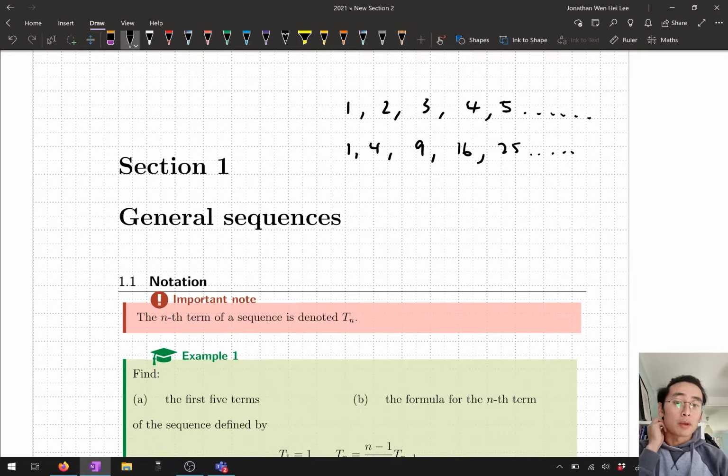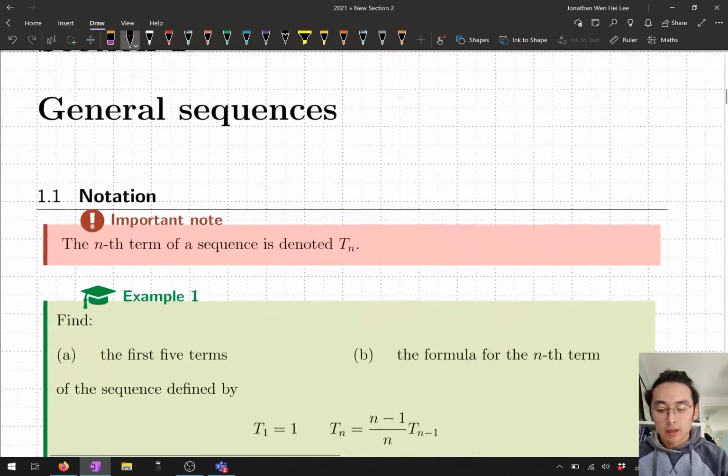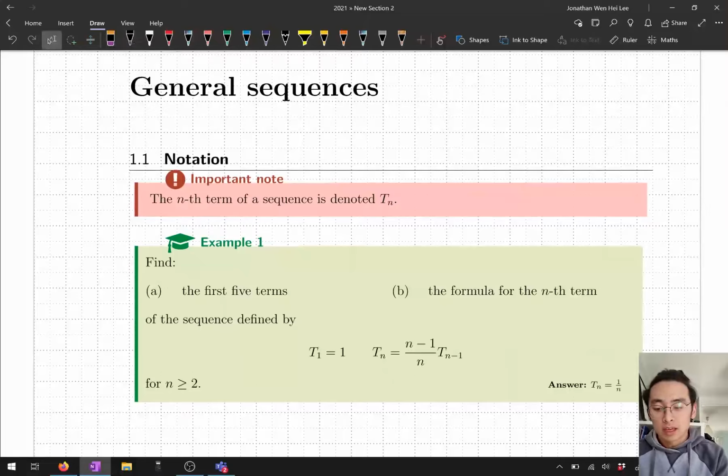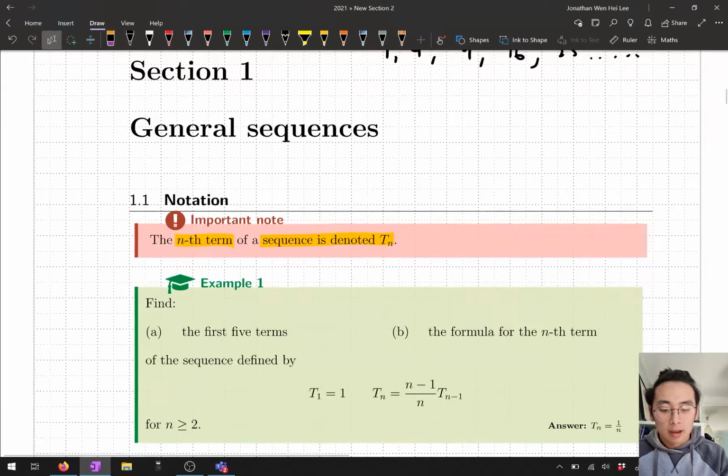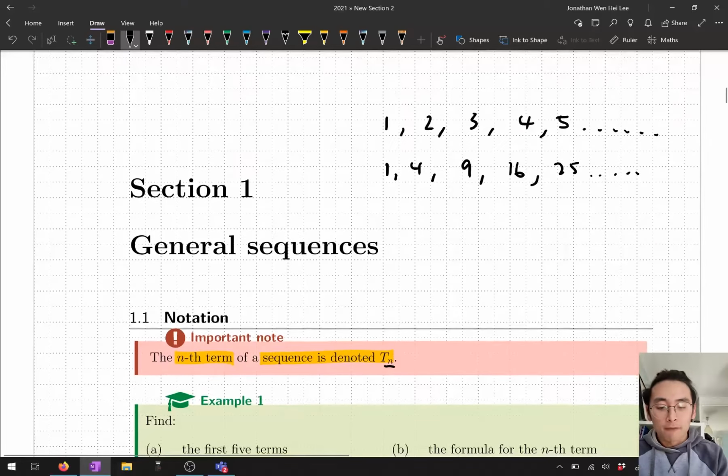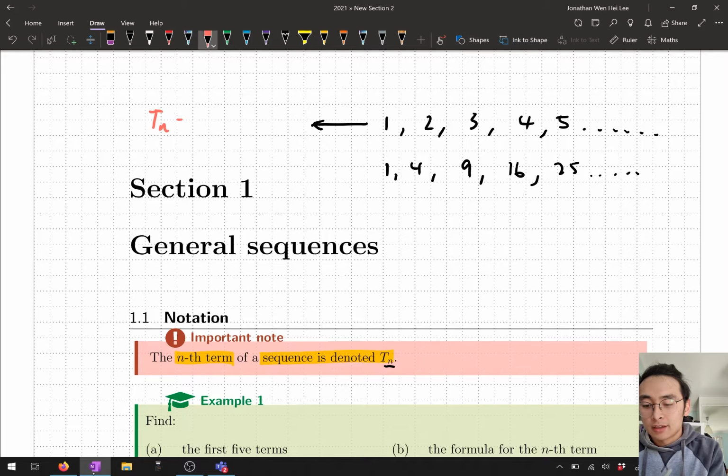Now in mathematics, the way that we like to write a sequence is using a bit of notation. And so here what we have is the nth term of a sequence is denoted by t with a little n. So what this tn just tells me is what part of the sequence this term is in. So for example, for my first one, I could rewrite that as tn is equal to n.